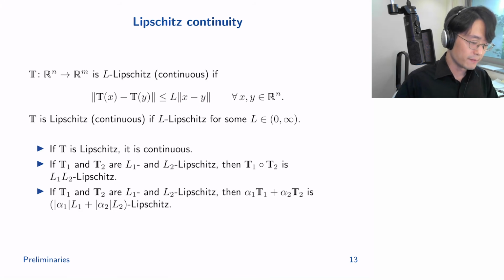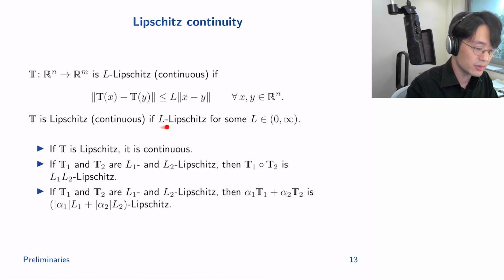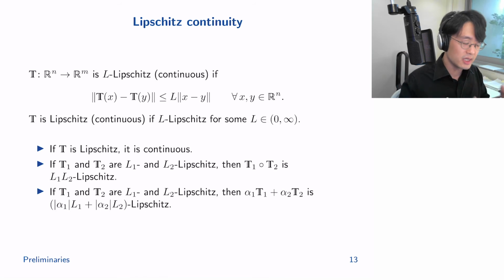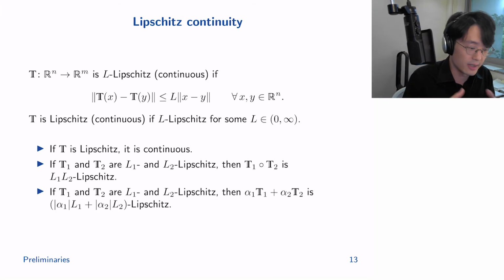We say T is just Lipschitz, or just Lipschitz continuous, without specifying the Lipschitz continuity parameter L, if the operator T is L-Lipschitz for some positive and non-infinite value of L. So if T is Lipschitz continuous with some value of L, we sometimes just say it's Lipschitz, and it's implied that there exists some Lipschitz continuity parameter.